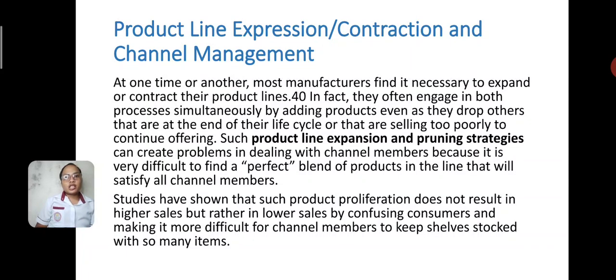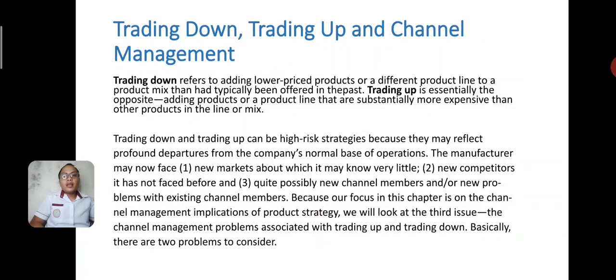Such product line expansion and pruning strategies can create problems in dealing with channel members because it is very difficult to find a perfect blend of product lines that will satisfy all channel members. Studies have shown that such product proliferation does not result in higher sales but rather in lower sales by confusing consumers and making it more difficult for channel members to keep shelf stock with so many items.